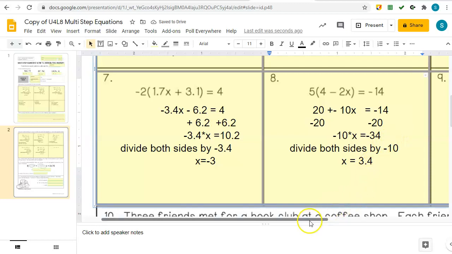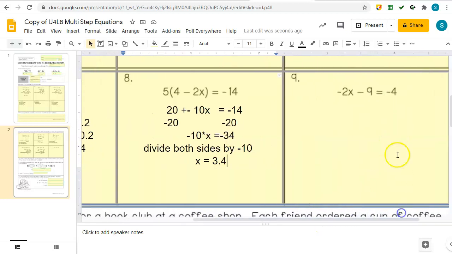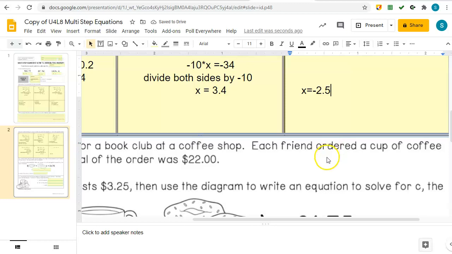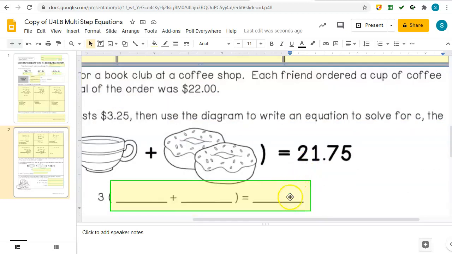Alright, now our last answer, hopefully you've already done it, and you should be working it out. So I should see all the work here on yours, but to confirm, go ahead and check your answer. You should have gotten x equals negative 2.5. If you didn't get that one, then you need to go back and see if you can find your mistake, and we're going to read through this word problem.